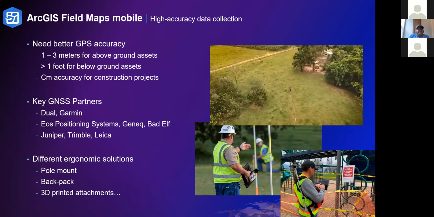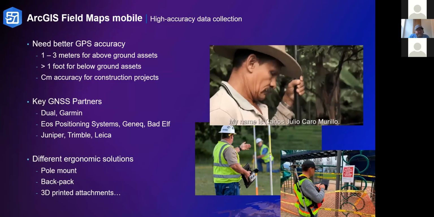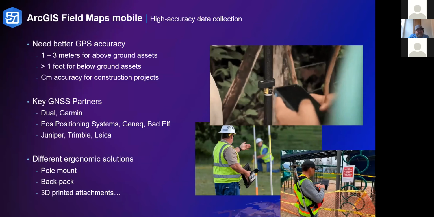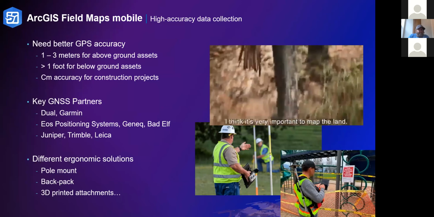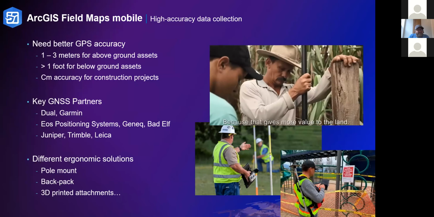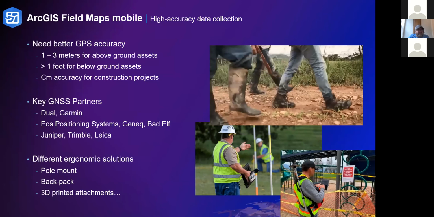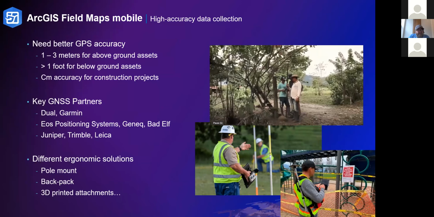Being able to work with high quality, high accuracy GPSs, right? So we partner with other GNSS vendors like Garmin and EOS and Bad Elf and Trimble and Juniper, all these things, and being able to capture centimeter level accuracy. So if you need high accuracy, this is a great tool to leverage, and you can integrate it right into your workflows and just have that higher accuracy of GPS.